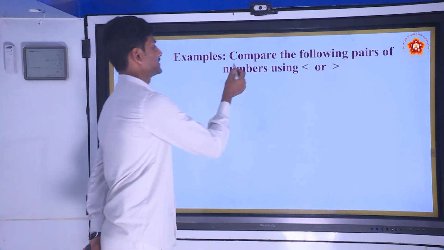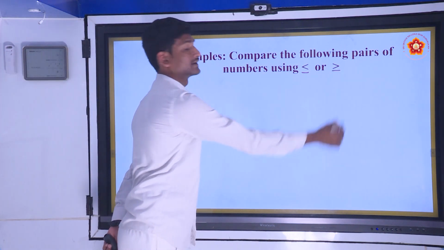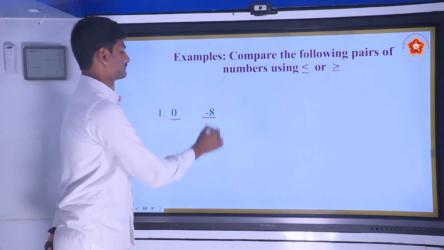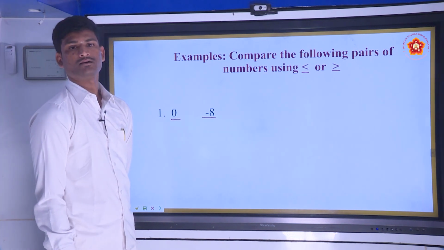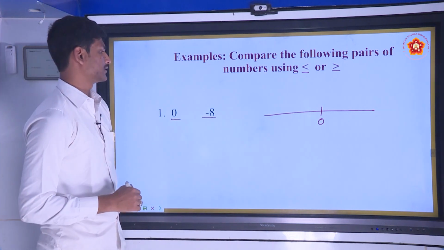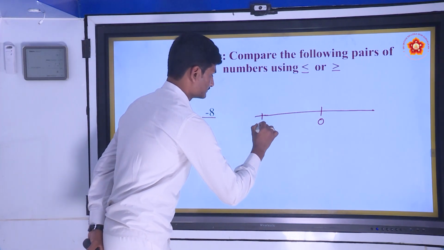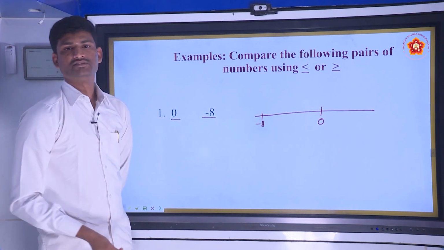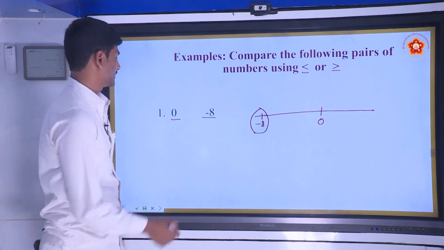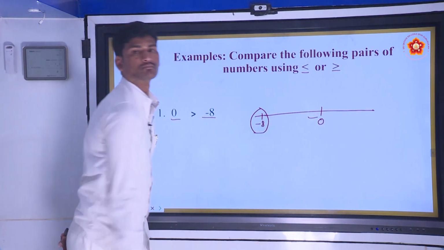Then, some examples. Compare the following pairs of numbers using less or greater. Compare two integers, 0 and -8. Which one is greater? We already know, on a number line, we start from 0. We move left side from the 0, the number -8 decreases, it is smaller. Here 0 and -8, which is greater? The 0 is the greater number.